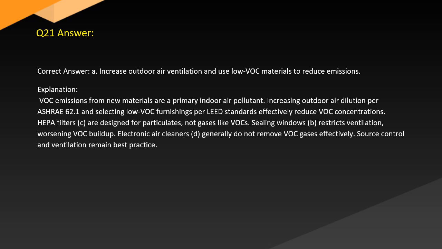Answer. Correct answer: A. Increase outdoor air ventilation and use low VOC materials to reduce emissions. Explanation: VOC emissions from new materials are a primary indoor air pollutant. Increasing outdoor air dilution per ASHRAE 62.1 and selecting low VOC furnishings per LEED standards effectively reduce VOC concentrations. HEPA filters, C, are designed for particulates, not gases like VOCs. Sealing windows, B, restricts ventilation, worsening buildup. Electronic air cleaners, D, generally do not remove VOC gases effectively. Source control and ventilation remain best practice.